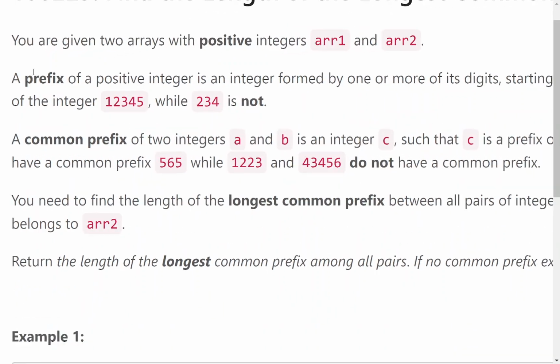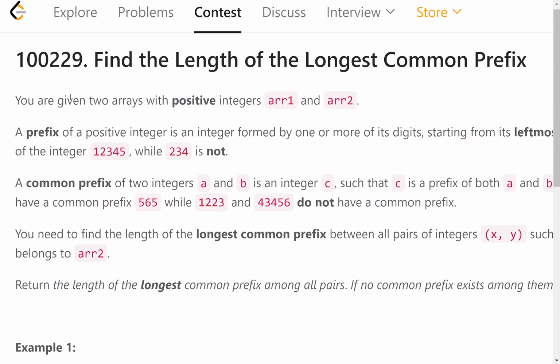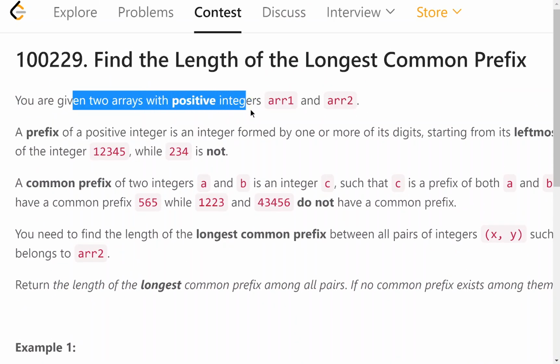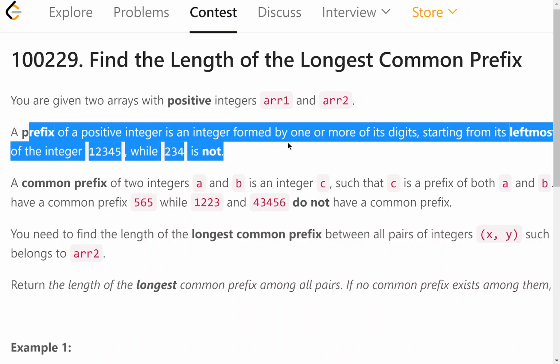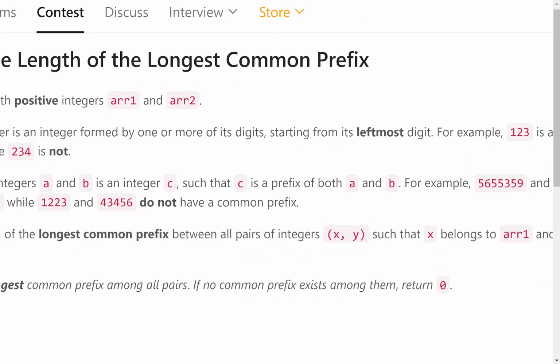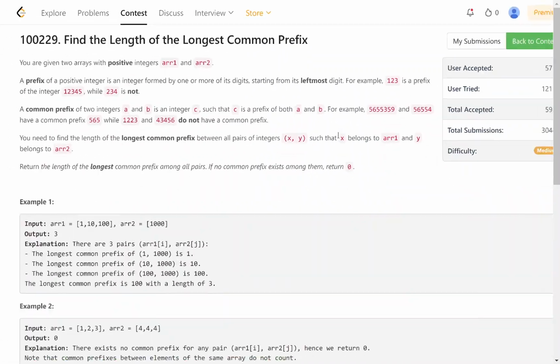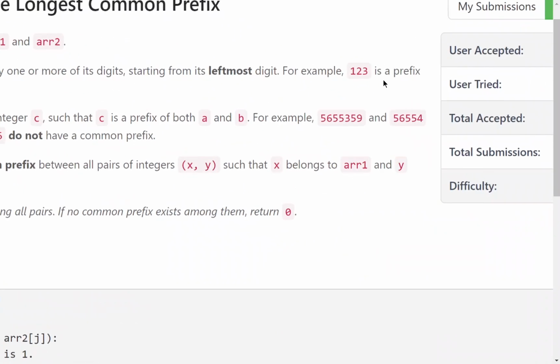In the second problem, it says that we have been given two arrays with positive integers arr1 and arr2. A prefix of a positive integer is an integer formed by one or more of its digits starting from its leftmost digit. Probably everyone already knows what a prefix is.